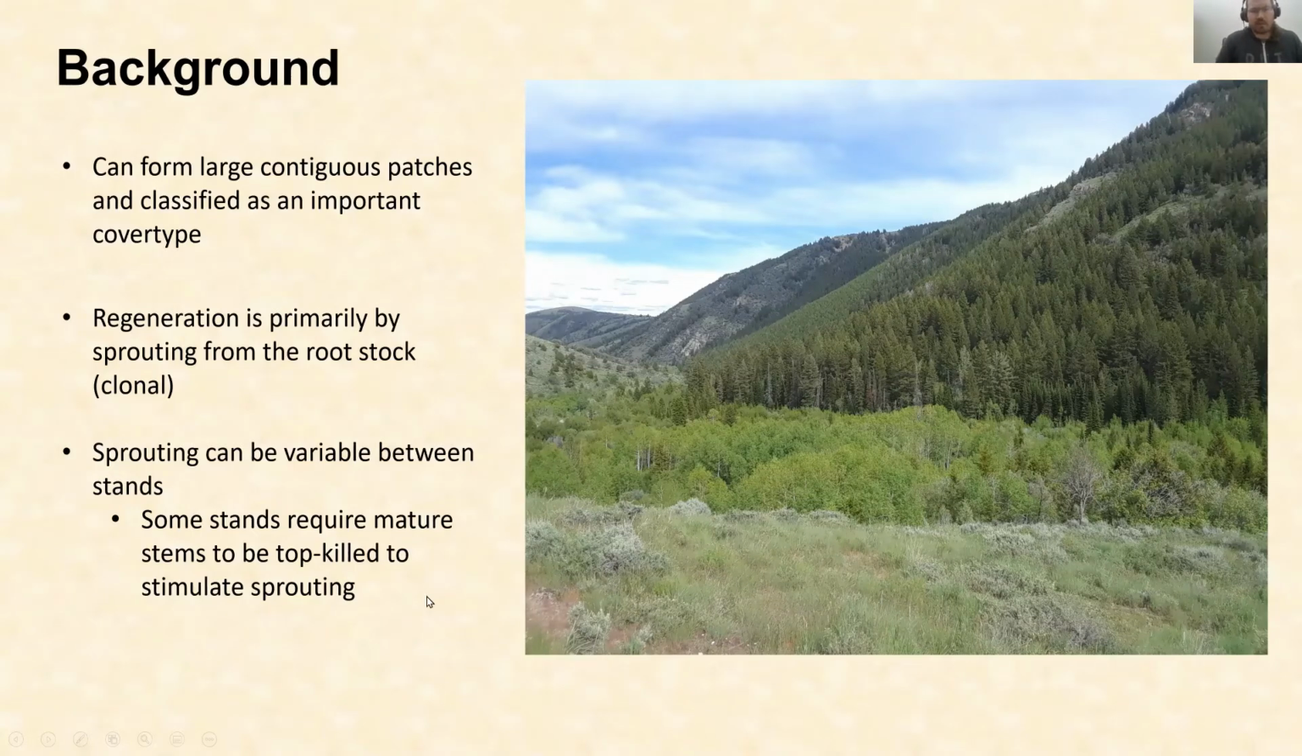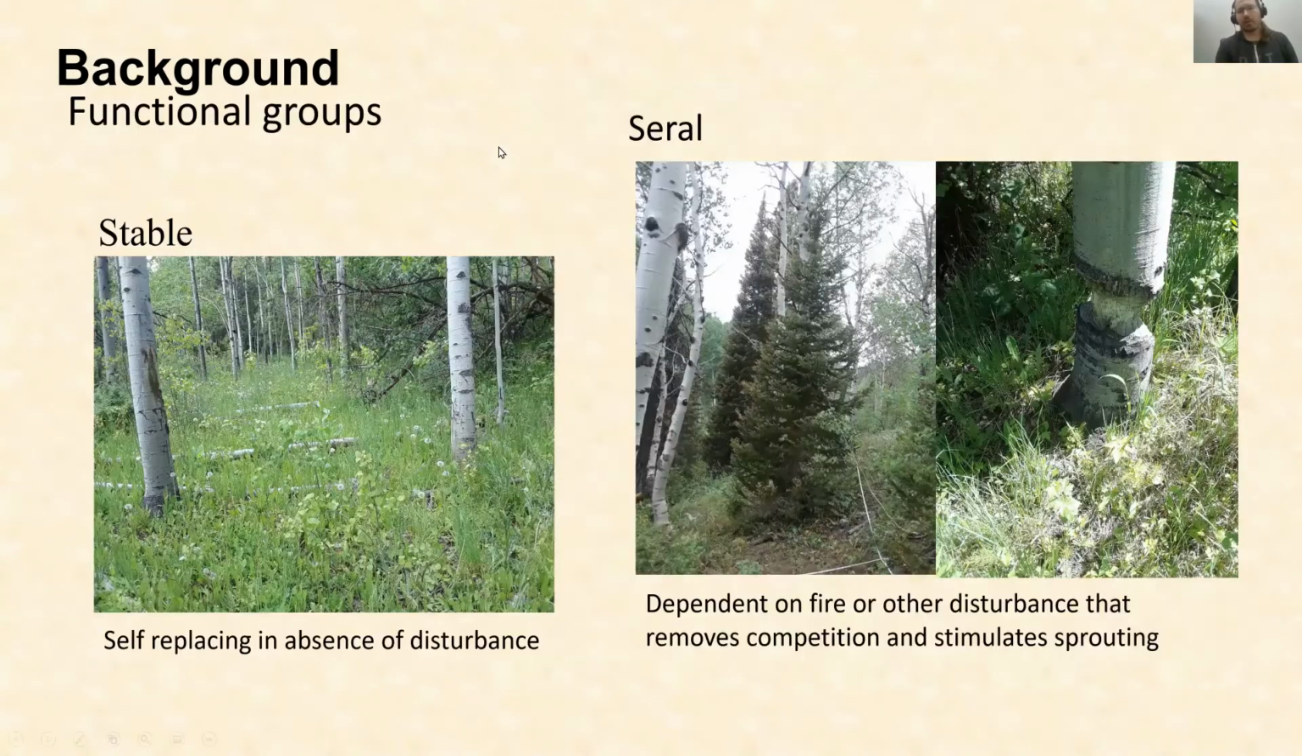Sprouting in between different types of stands, growing in different conditions, can be variable. Some stands actually require the mature stems to be top-killed to stimulate the sprouting from the rootstock. That has caused researchers to put aspen into 2 different functional groups. One is considered stable. A stable aspen stand is self-replacing in the absence of disturbance. It doesn't require any kind of top kill. You can have these large contiguous mature stems, and then there's also a regeneration layer that is coming up.